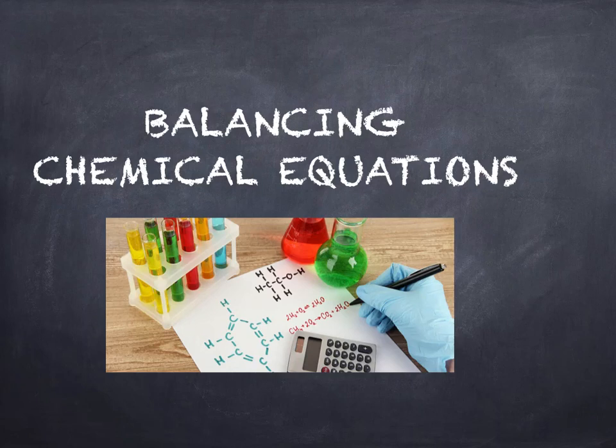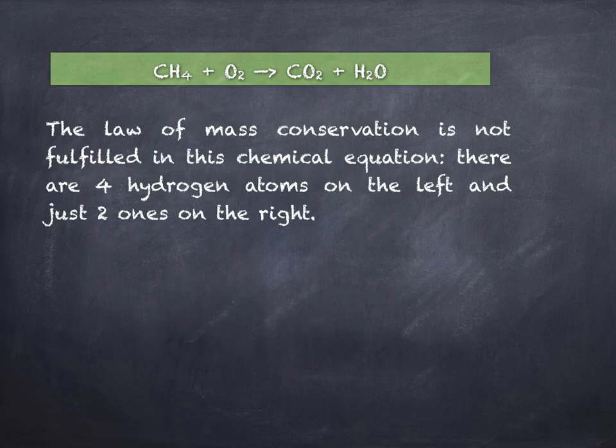Today we'll learn how to balance chemical equations. For example, this is the chemical reaction of methane with oxygen to produce carbon dioxide and water. If you pay attention to the chemical reaction, you can see that there are 4 atoms of hydrogen in methane, but on the right side, there is just 1 atom in water. That means that the law of mass conservation is not fulfilled in this chemical equation.